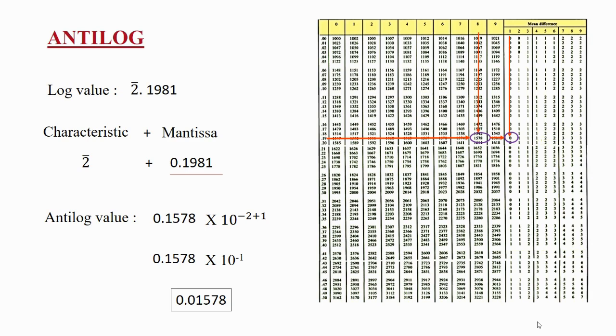I already explained to you that whenever you have a log value with the characteristic as a bar value, then those numbers are less than 1. So here is the proof that the given number, its original number, comes out as 0.01578.